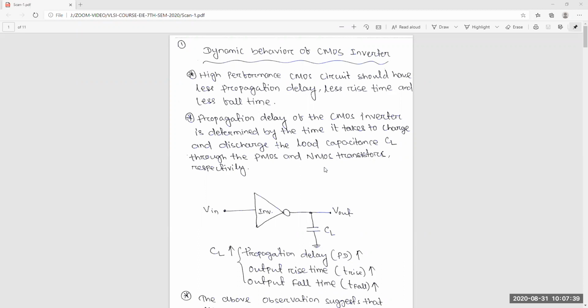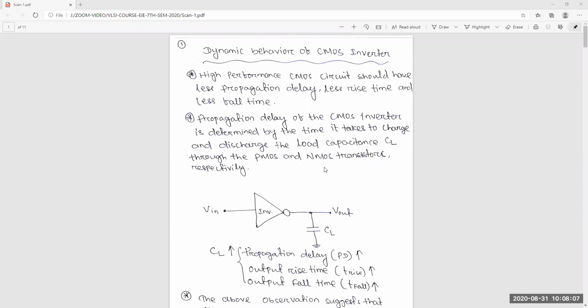Similarly, for fall time, if the output is initially high, at VDD, it will transition from high to low. How much time will it take? That is the fall time. Basically, we will discuss these three things, and after that, if time permits, we will discuss power and power delay products.